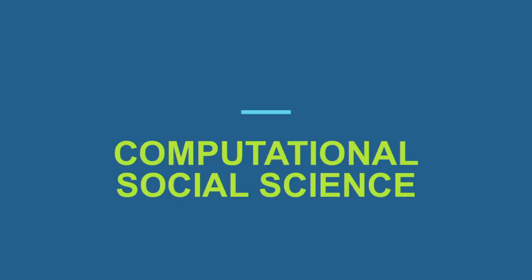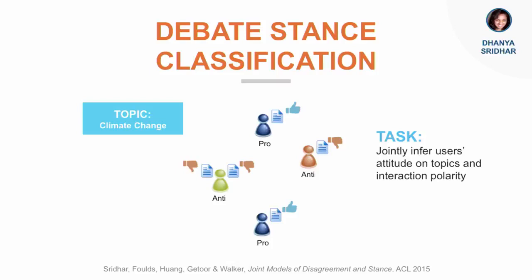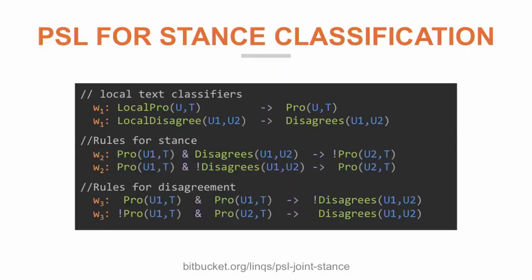And the first setting that I want to go over is some work by my senior PhD student, Danya Sridhar, where we were looking at stance classification in online debates. And here we have a topic, climate change, related to the first invited talk. We have these people that are posting on it, and we can use information in the text to figure out are they pro or anti the topic. But we can also use information about the dialogue and the discourse. So people are agreeing with each other, they're disagreeing with each other. And the cool thing is we can encode this as a PSL model in a really simple way.